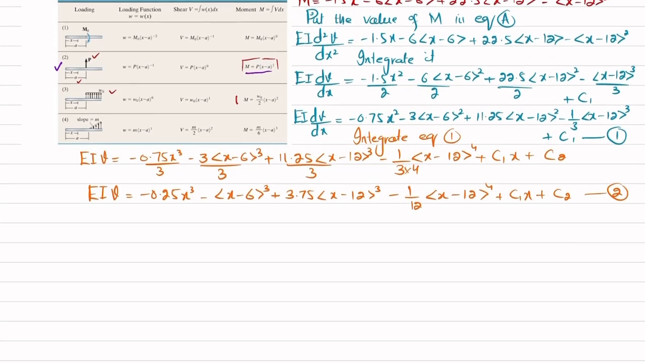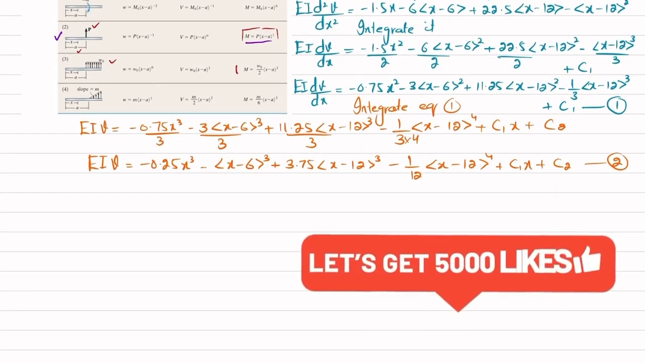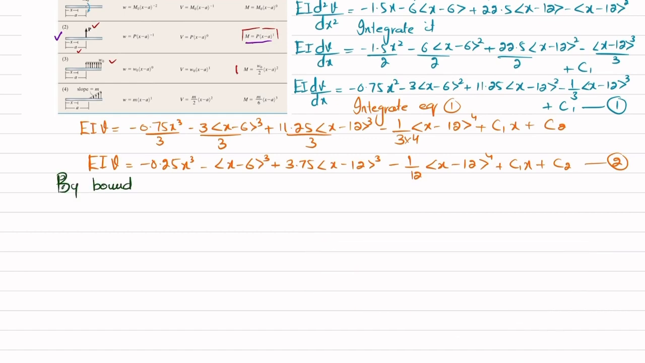For finding C1 and C2, these are unknown constants of integration. By using boundary conditions, we will find C1 and C2.